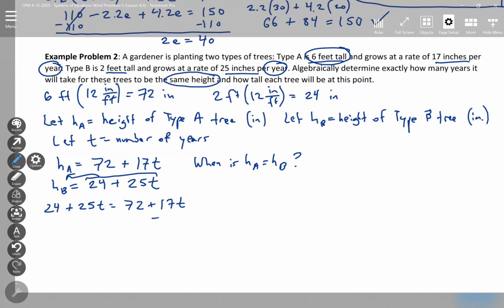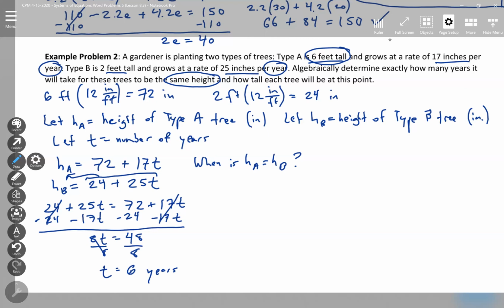So I can subtract 17t from both sides. Remember, we're trying to get t on its own. I can also subtract 24 from both sides. So the 17t cancels over here. The 24 cancels over there. 25t minus 17t is just 8t. And 72 minus 24 is just 48. And then we can divide both sides by 8 to get t on its own. T is equal to 48 divided by 8, which is 6. And remember, our units here are years.